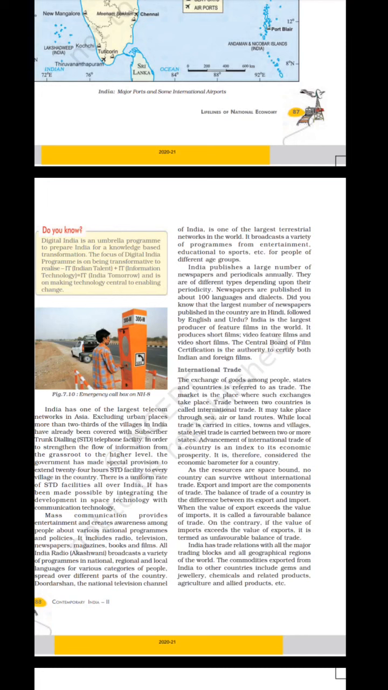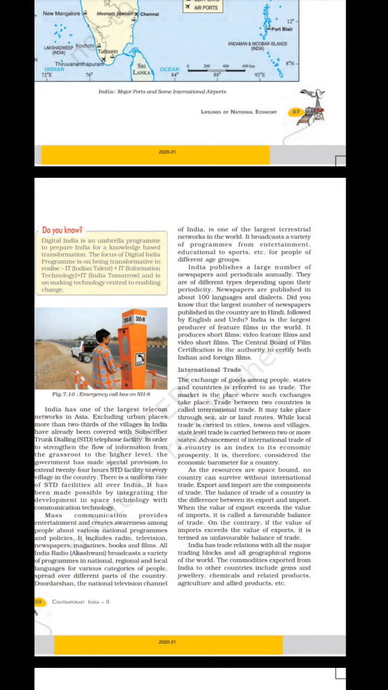For people of different age groups, India publishes a large number of newspapers and periodicals annually. They are of different types depending upon their periodicity. Newspapers are published in about 100 languages and dialects. Did you know that the largest number of newspapers published in the country are in Hindi, followed by English and Urdu?